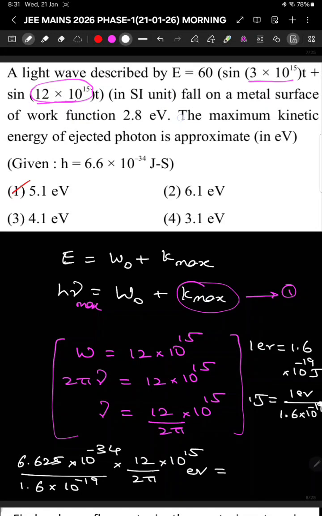The work function is already given in terms of electron volts, 2.8 electron volts. Now you are asked to find the maximum kinetic energy, which is also in terms of electron volts. You can get the answer easily.